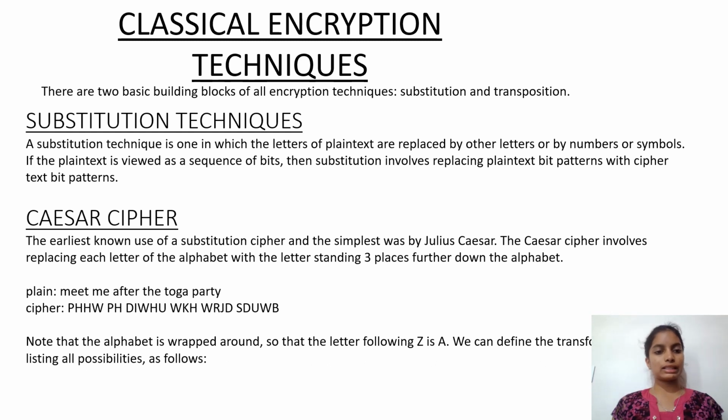The first one is the Caesar cipher, the earliest known use of a substitution cipher, and the simplest, was by Julius Caesar. The Caesar cipher involves replacing each letter of the alphabet with the letter standing three places further down the alphabet. So now let us look into one example. Here the plain text is, meet me after the Toga party. How this cipher text comes about, we will see in the next slide.